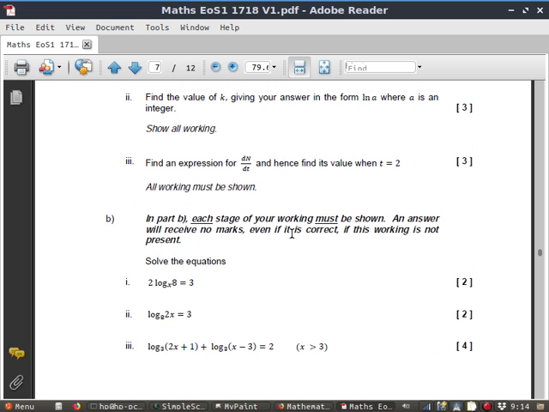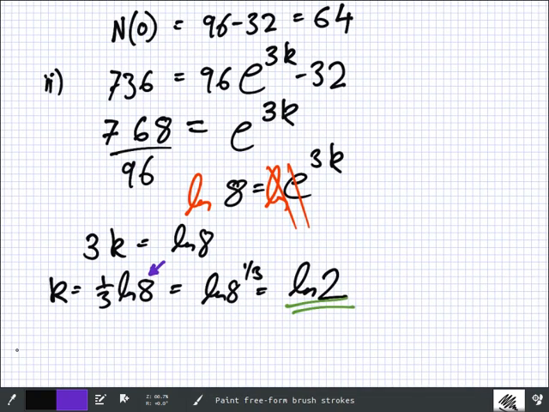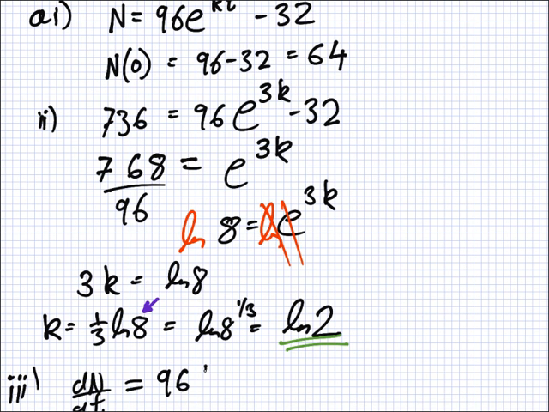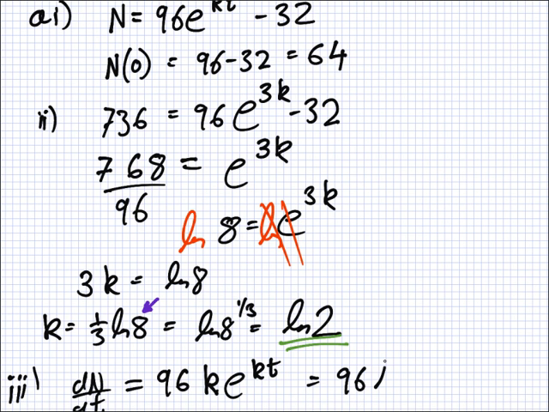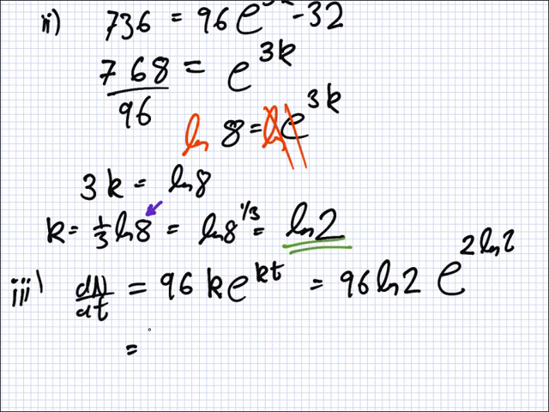Find the derivative when the value is 2 for t. I hope you remember how to get the derivative here. dn/dt. So in this case, you bring the k down. So that's 96k e^(kt). Now you know what the k is, and you know what the t is. It's 2. So this would be 96 times log 2 times e^(2 log 2). Now e^(2 log 2) is 4. How did you get 2 and 2? k is log 2 and t is 2. So 4 times 96, which is 384 log 2.